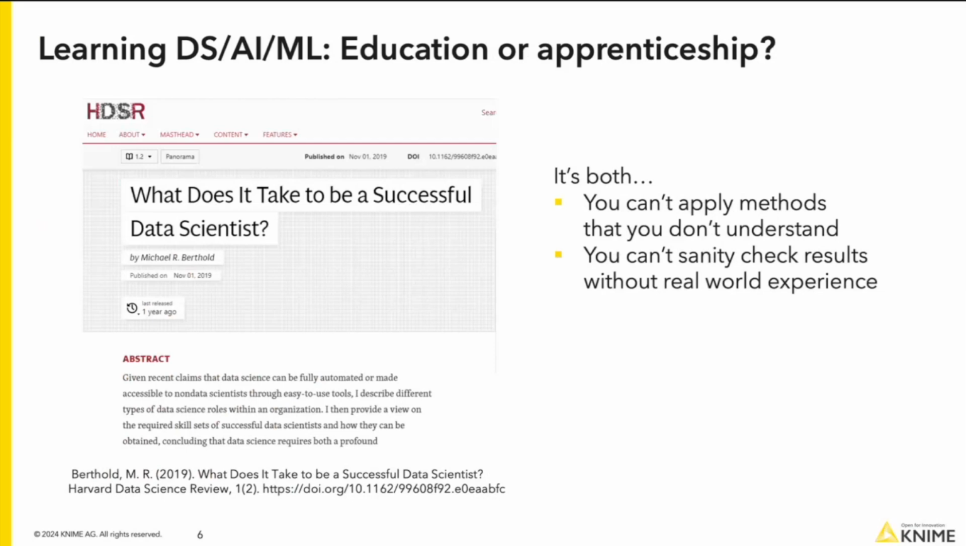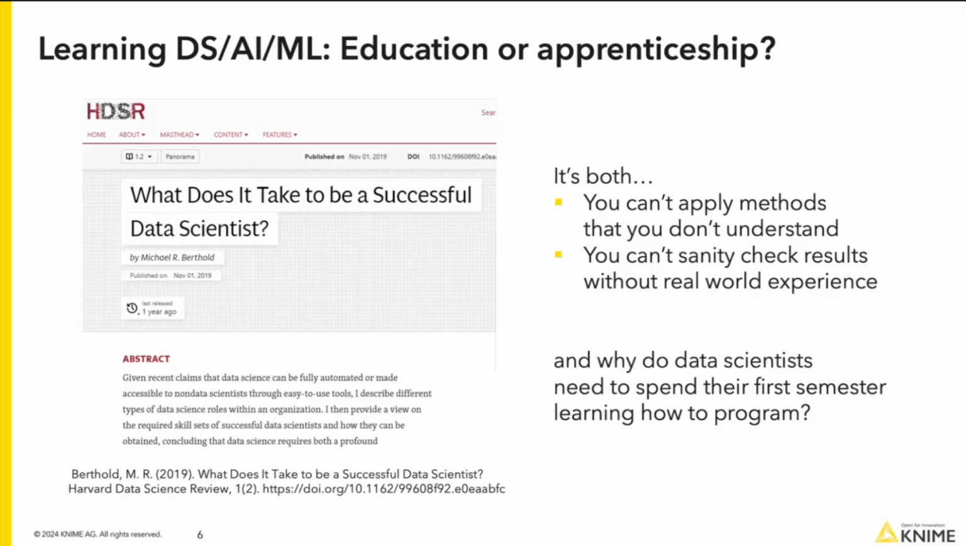He argued that, well, it's both, because you can't apply the methods if you don't understand them. Also, if you don't understand the concepts, you can't really sanity check the results without real world experience. And the funny thing is, now that I say that, it's very much the case these days with large language models as well, right? You need to understand things, you need to be able to sanity check and verify. So that was already true in my opinion a couple of years back.